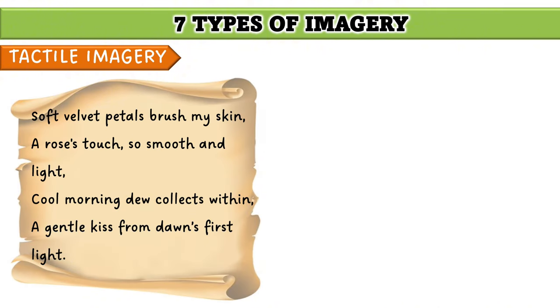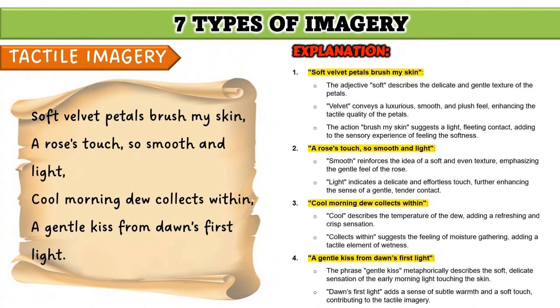This stanza employs tactile imagery to evoke the sense of touch, creating a sensory experience of feeling various textures and sensations. Here's how each line contributes. Soft velvet petals brush my skin. The adjective soft describes the delicate and gentle texture of the petals. Velvet conveys a luxurious, smooth, and plush feel, enhancing the tactile quality of the petals. The action brush my skin suggests a light, fleeting contact, adding to the sensory experience of feeling the softness.